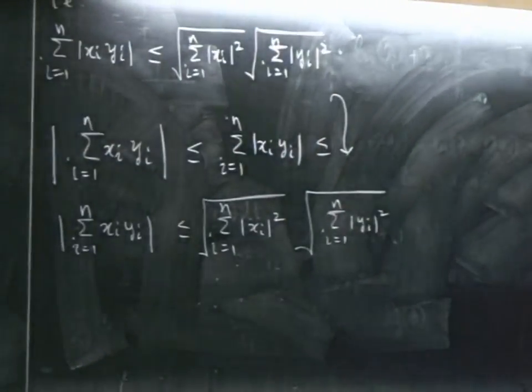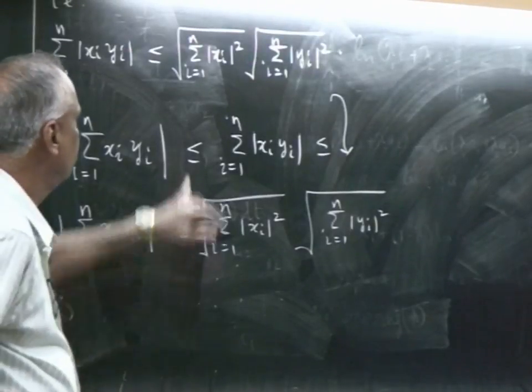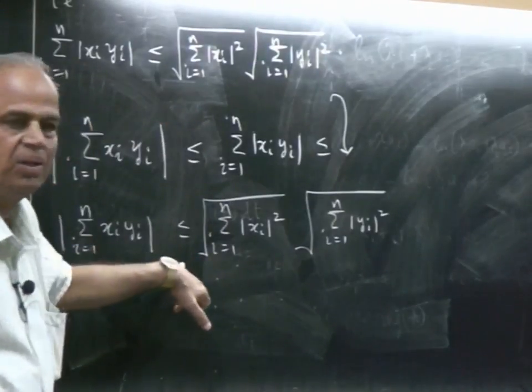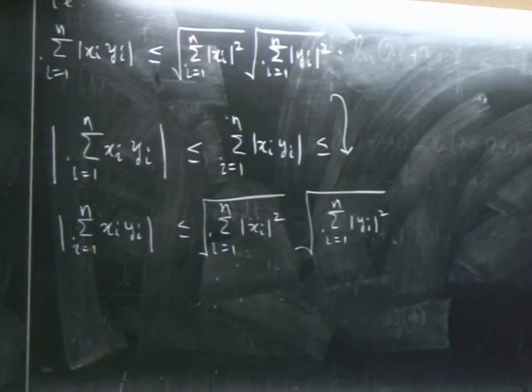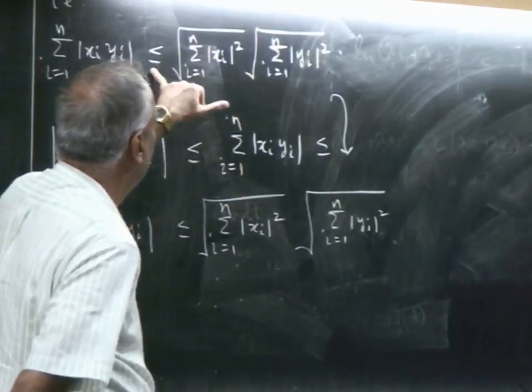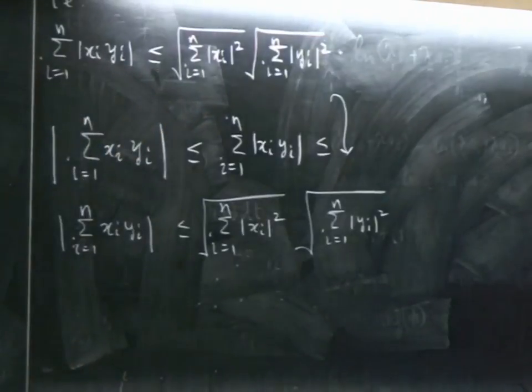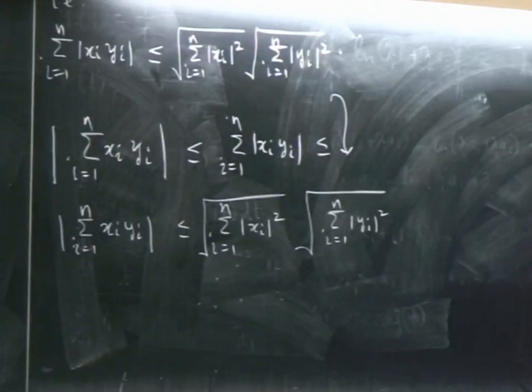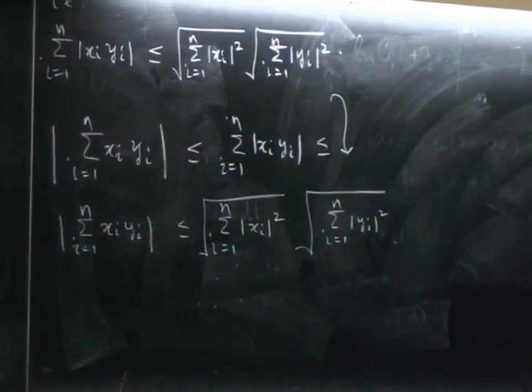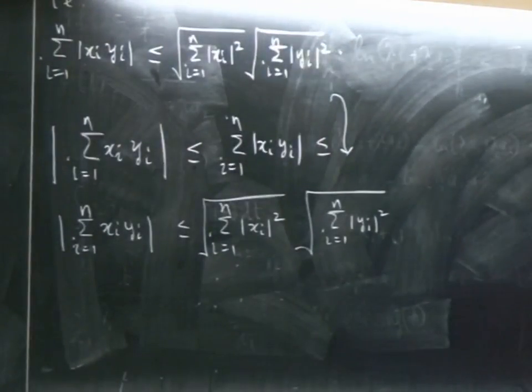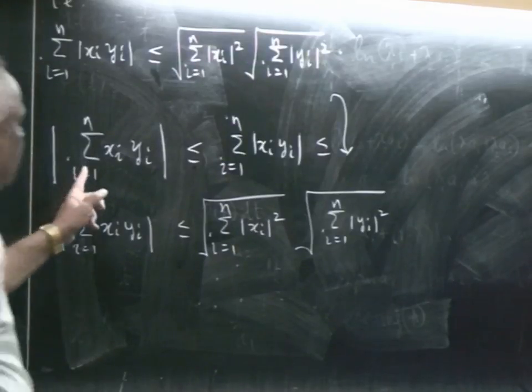How many places do we need to have equality for this to happen? First of all, the equality must happen here, and the equality must happen there. When does the equality happen here? That is our fourth case. That is, the u vector and the v vector must be multiples of each other. That only says mod xi is alpha times mod yi. Sometimes it may be plus, sometimes it may be minus. So we are still not sure whether x and y are linearly dependent. But then when does equality hold here?